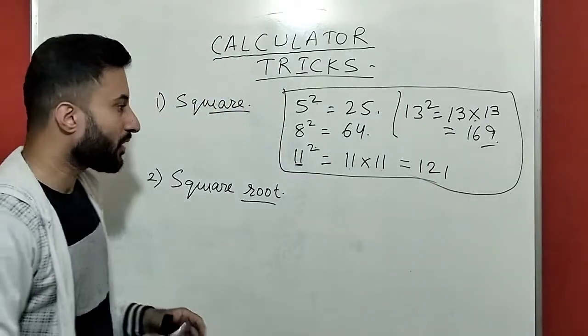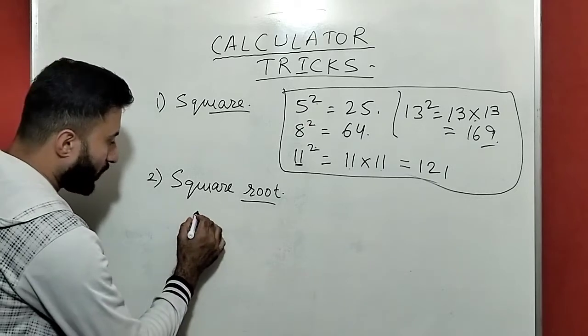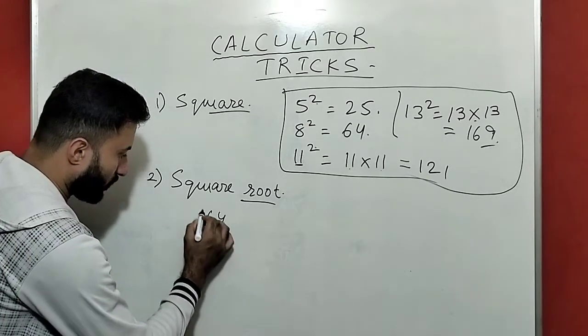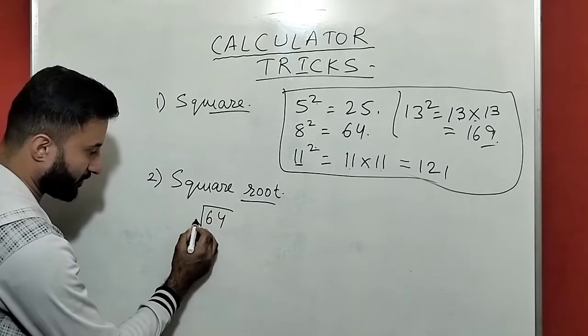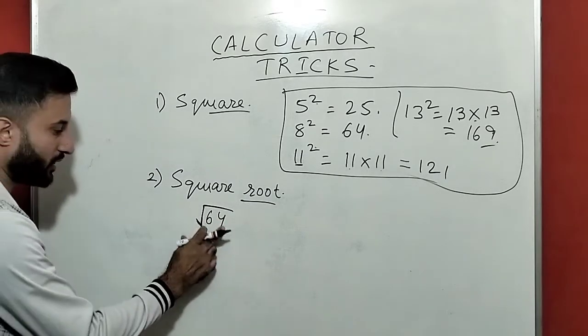Now for square root. We can take any square root. Square root of 64. We know this, right? This is the sign of square root. Everyone knows this is the sign of square root. 64.